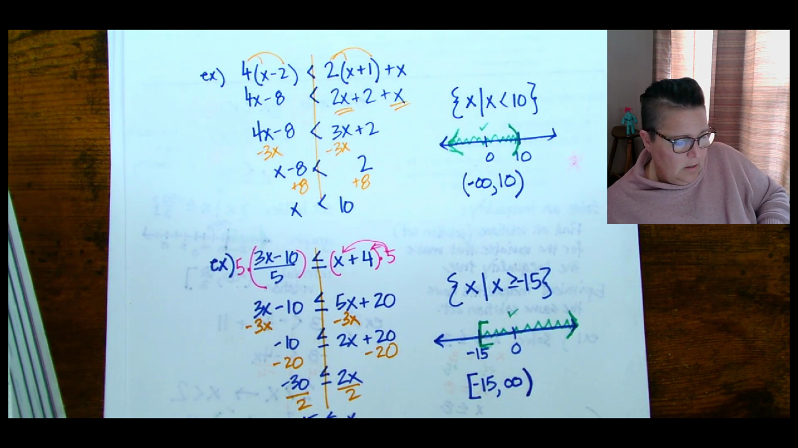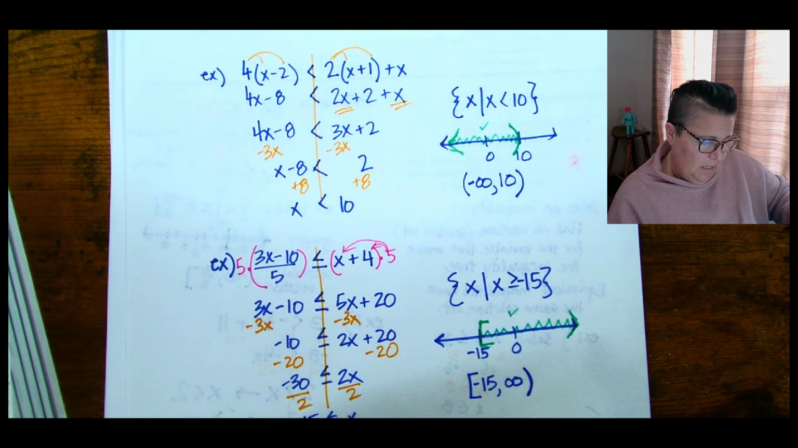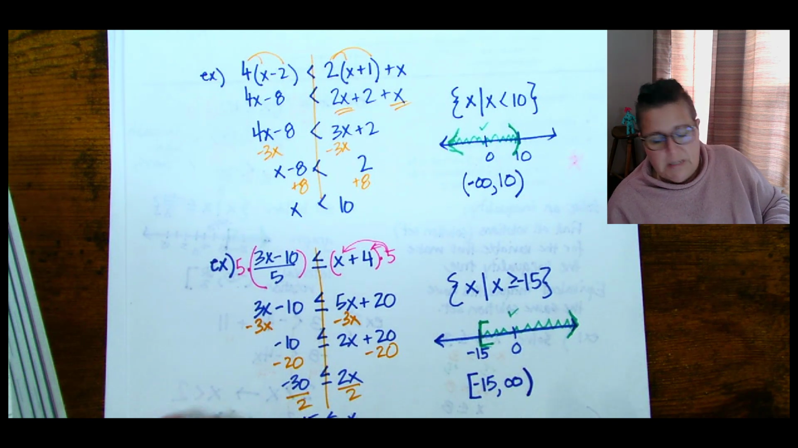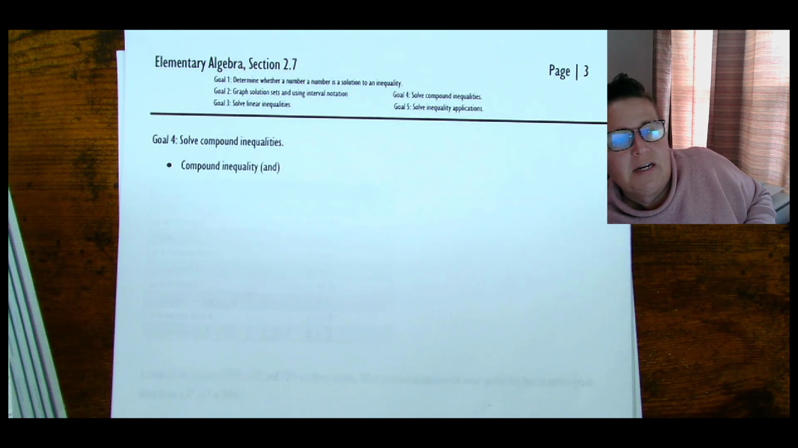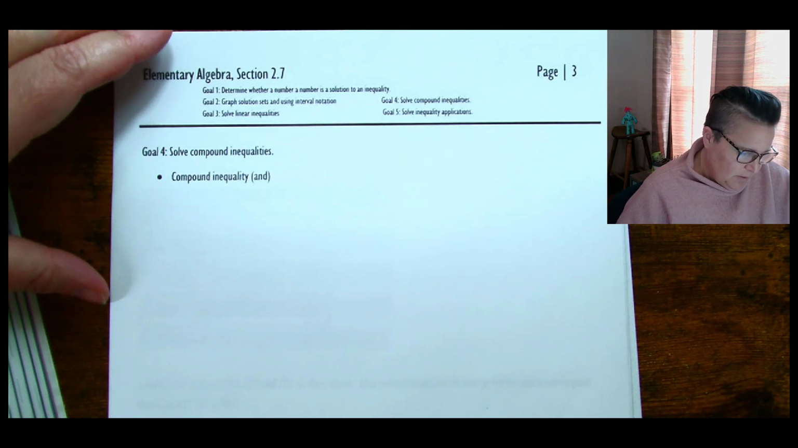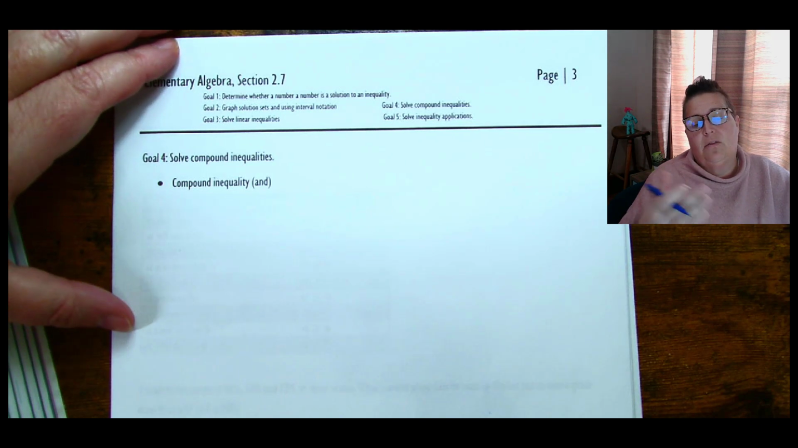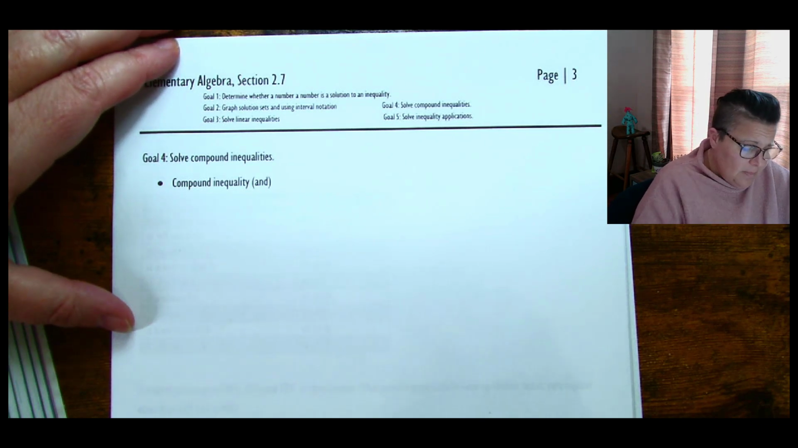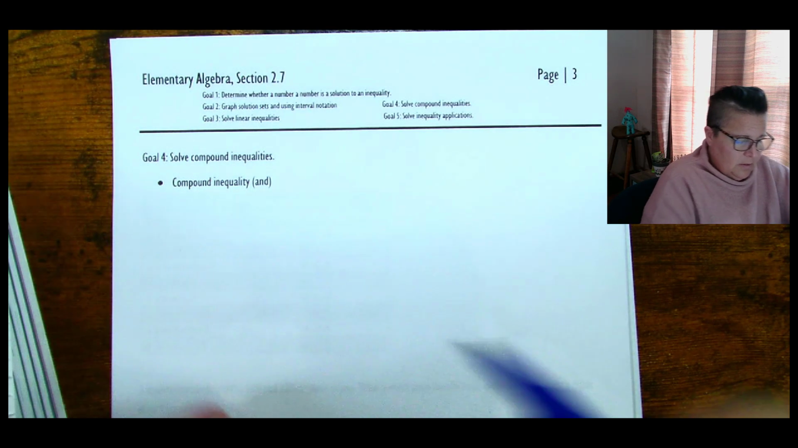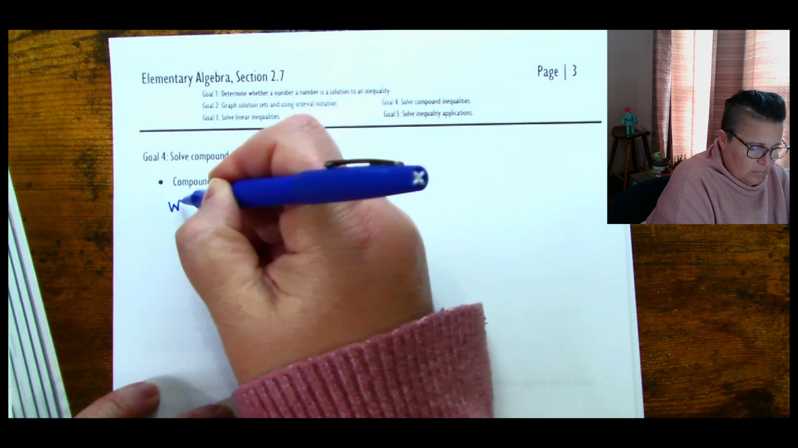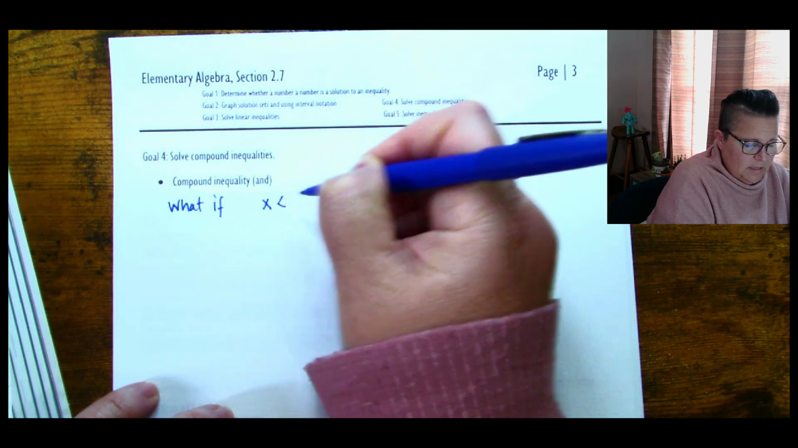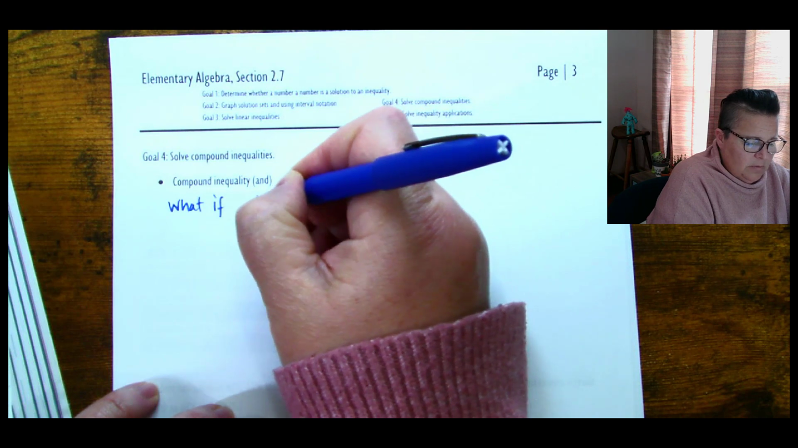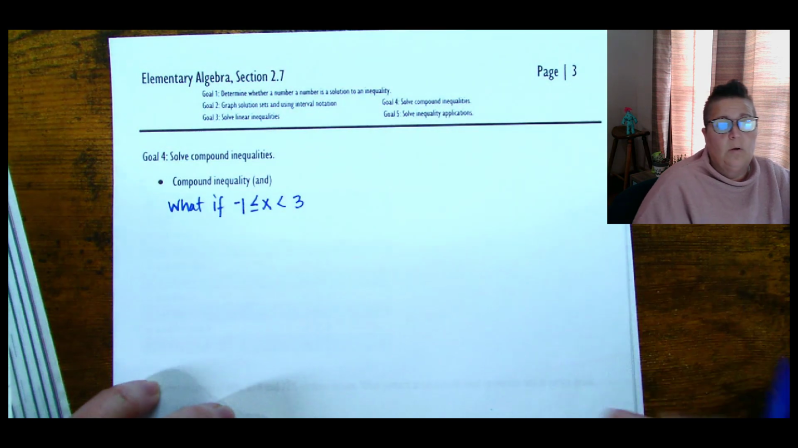Okay? All right, so what do we do from here? Well, you would think this would be it, except we're going to kick it up one more notch. We're going to talk about compounded inequalities. Specifically, we're going to talk about the compounded inequality with the word and. And that looks like two inequalities put together. So, what if x was less than 3, but it was bigger than or equal to a negative 1.